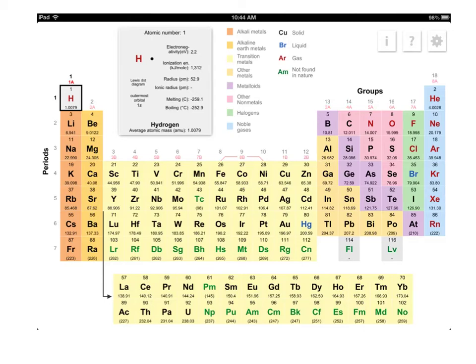Here it is, the periodic table. All of you should be a little bit familiar with this from middle school, but this is how the basic elements are organized.